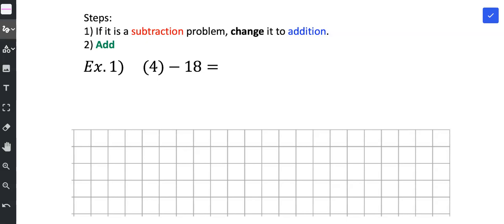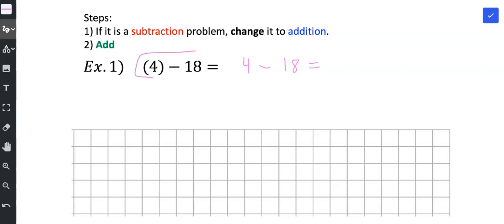So take a look at this example. Is this an addition or subtraction problem? Since we do not see an addition sign here in the middle, we know that this is a subtraction problem. So what I'm going to do is go ahead and rewrite the problem first. So 4 minus 18, and I'm going to leave some room to make my changes.